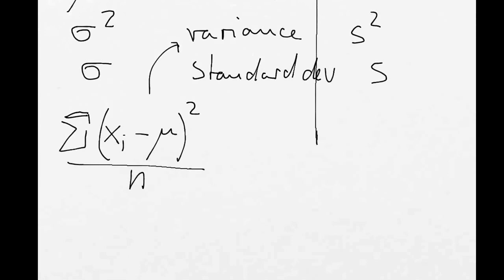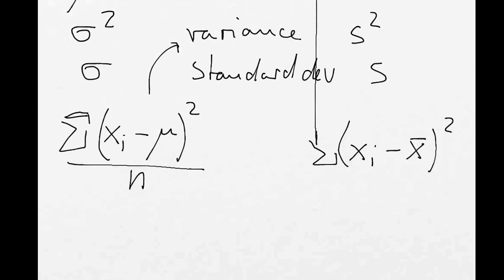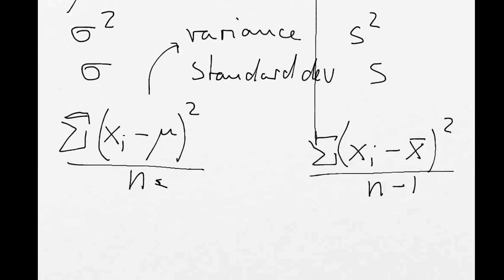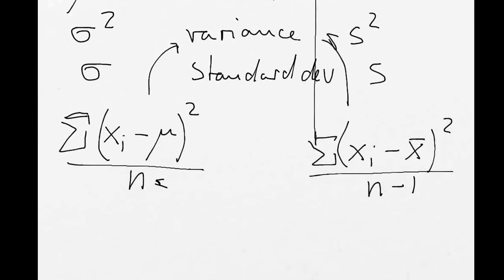For a sample, in principle, we do the same. So we take all our data points, we subtract the mean, and square the whole thing, sum up all the data, and divide this time by n minus 1. So if we have, say, a sample of 20, here we would divide by 20, whereas here we would divide by 20 minus 1, i.e. 19. And these are our variances. And of course, the standard deviations would be simply the square roots of these variances.